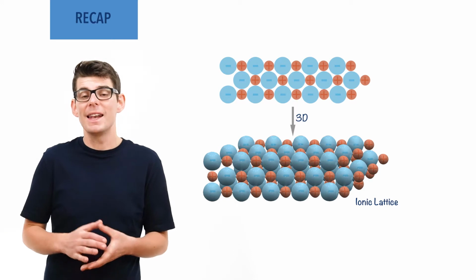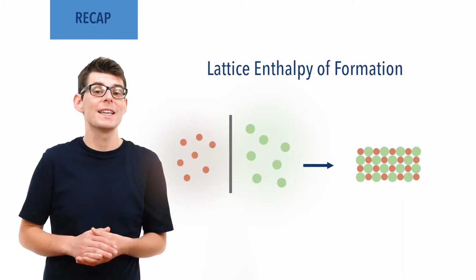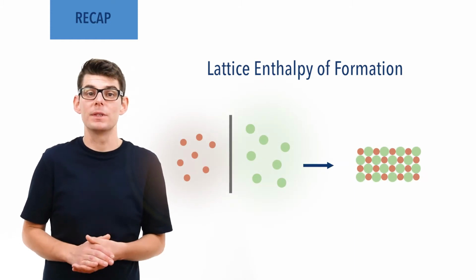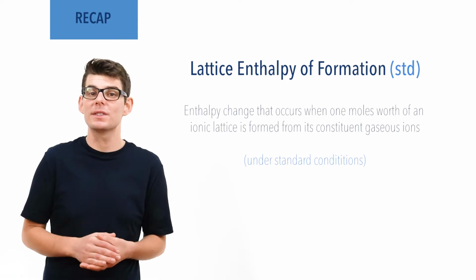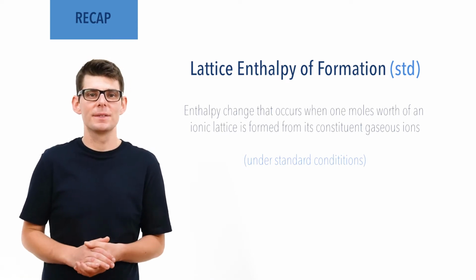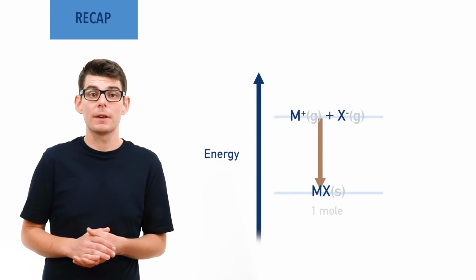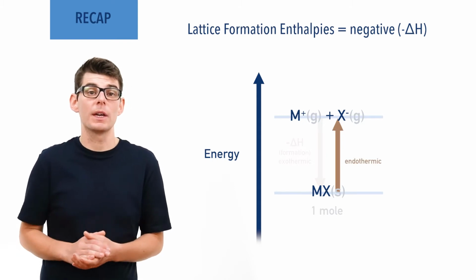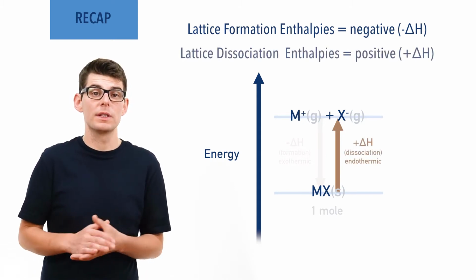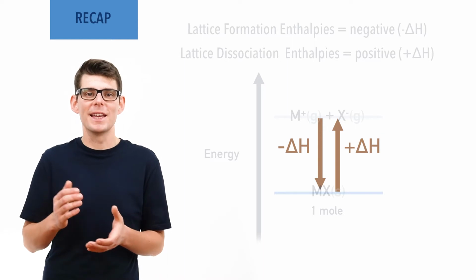Ionic lattices form by the attraction of oppositely charged ions to each other. Lattice enthalpies of formation refer to the enthalpy change that occurs when a lattice is formed from its constituent gaseous ions. Standard lattice enthalpies of formation refer to the enthalpy change that occurs when 1 mole's worth of an ionic lattice is formed from its constituent gaseous ions under standard conditions. As energy is always released when lattices form, lattice formation is exothermic, and lattice enthalpies of formation are negative. Breaking apart a lattice is endothermic, meaning lattice enthalpies of dissociation are positive. The value for both enthalpies is the same for a given lattice, the only difference is the positive and negative.